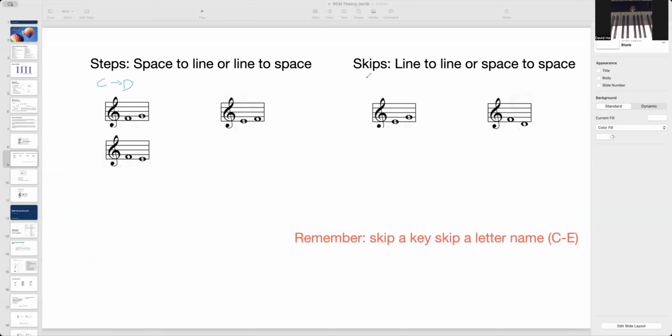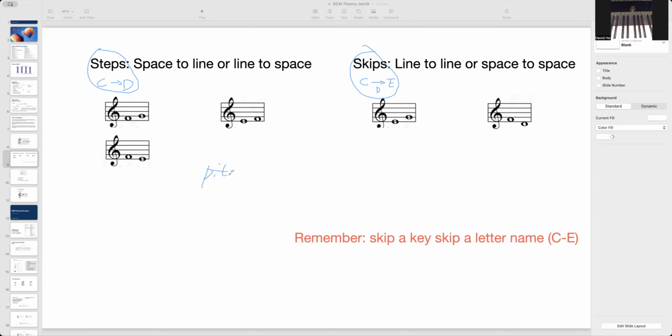Okay. This one, skip, is from a line to a line, or from a space to another space. For example, from C to E. Okay, there's something in the middle. What's in the middle? D is in the middle. They skip the D directly to E. So this one is called skip. This one is called step. So when you practice the piano, when you practice all the pieces, the first thing you should know is the pitch.